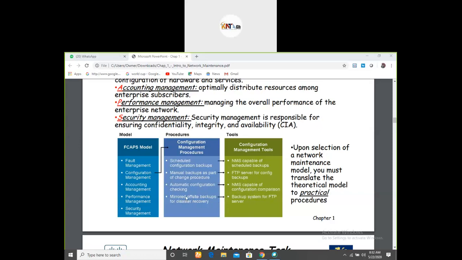So an off-site or mirrored off-site backup is for disaster recovery. The tools used in this management procedure for configuration are the backup system and the file transfer protocol server.